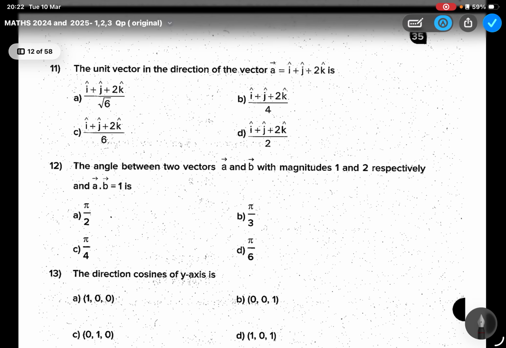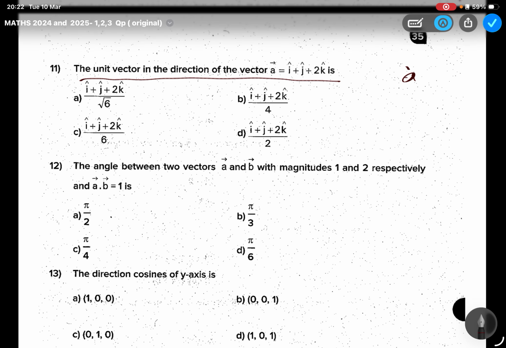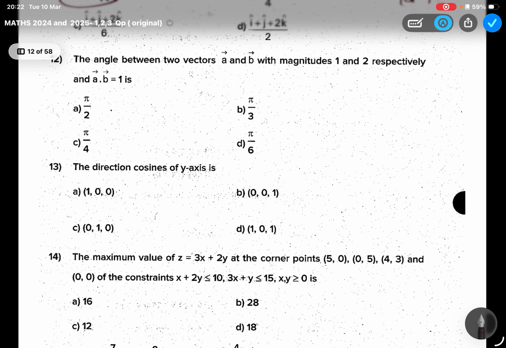So the next question is the unit vector in the direction of the vector. That is a vector divided by magnitude of vector. Very simple. And it is a repeated question. That is root 6 is the answer.